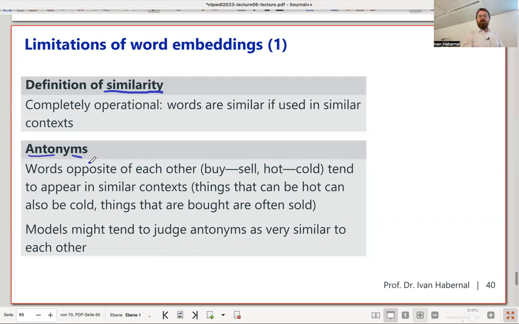Unfortunately, antonyms, words which have opposite meaning, like buy and sell and hot and cold, tend to appear in similar contexts in embeddings. Things that are hot can also be cold, and things that are bought can be sold. So if you learn word embeddings from a corpus, you will learn that they are similar, but they're just opposite words. They tend to judge antonyms as very similar to each other because they are in the same context. This is one of the drawbacks.